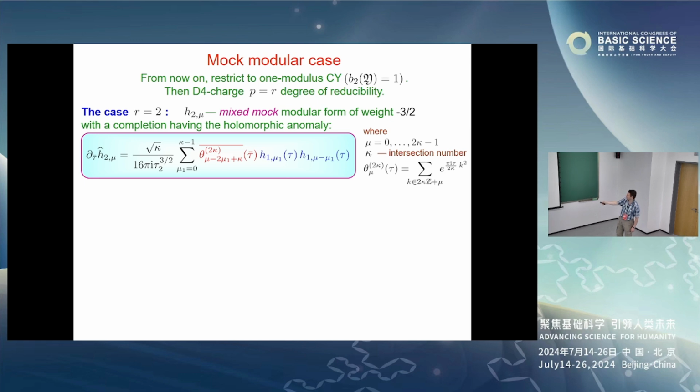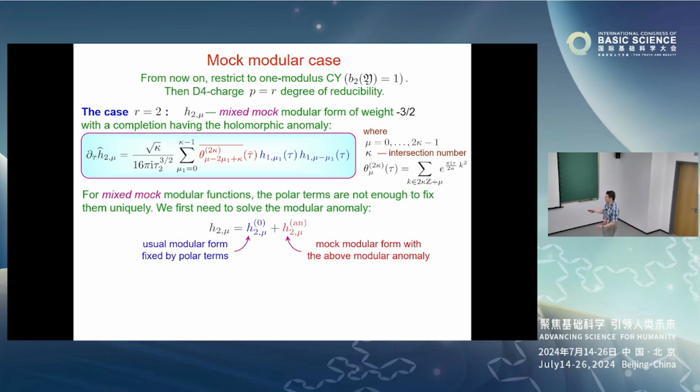for me the intersection number of the Calabi-Yau, which in this case is just a number because B2 is equal to 1. And this vectorial index mu takes 2 kappa values. And the problem is to find the function h for which the completion satisfies this anomaly equation. And the big difference with the case considered by Boris is that we have a mixed mock modular form. If it was just a mock modular form, then the polar terms would still be enough to fix our function completely. But for mixed mock modular forms, this is not true.